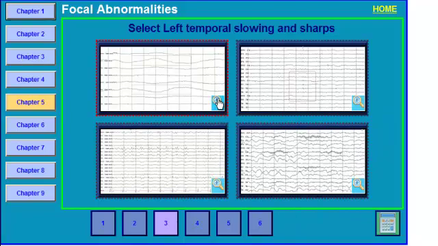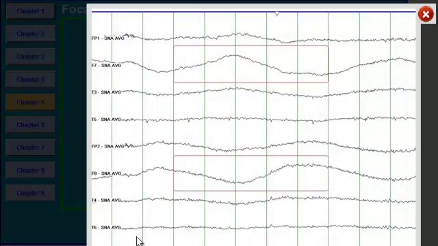So let's look at this one. So what do you think? What do you see in this box? In trying to define this, look at the montage. You're looking at the left hemisphere, so left temporal lobe and the right temporal lobe. This is just an average reference that we've labeled SNA average. What is striking here are these waveforms. This one here and this one here.